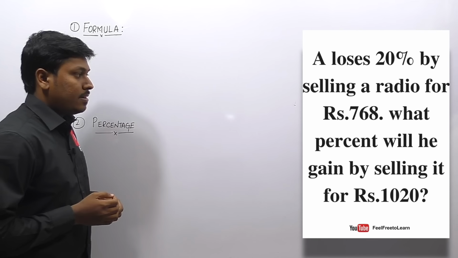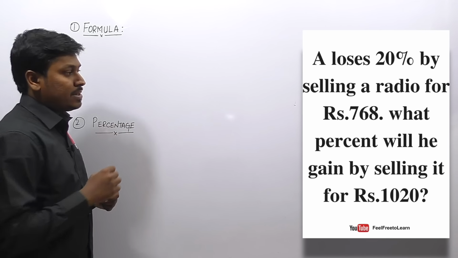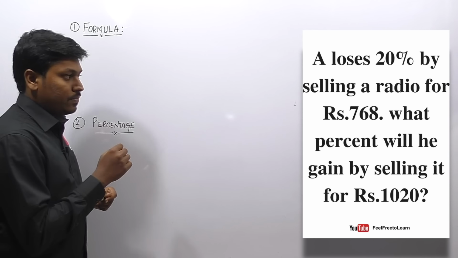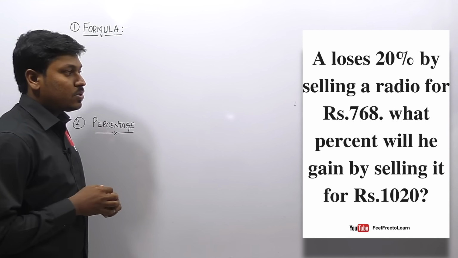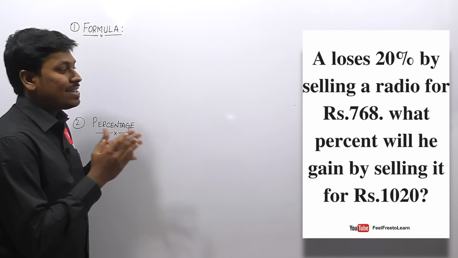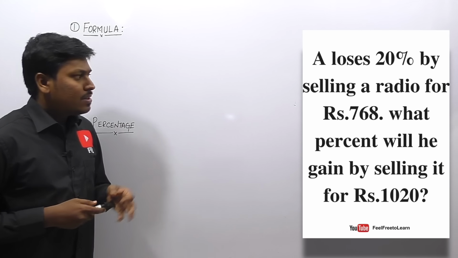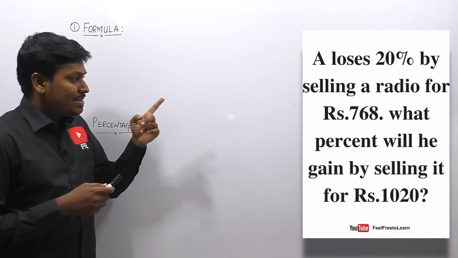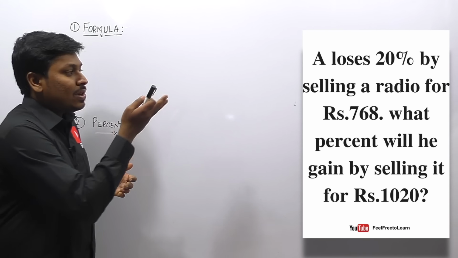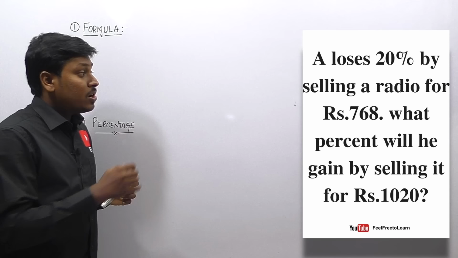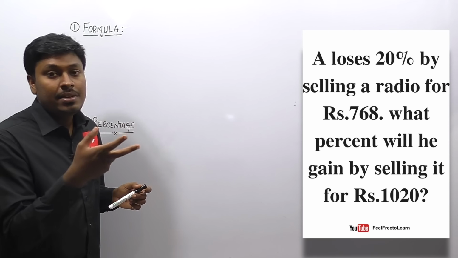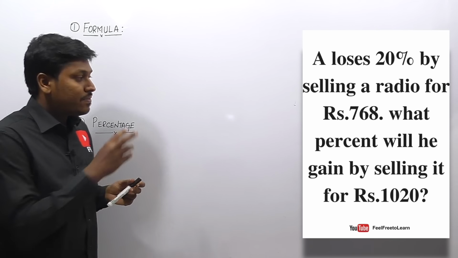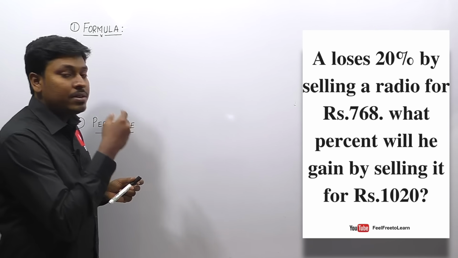Question number 9. A loses 20% by selling a radio for rupees 768. So what percent will he gain by selling it for 1020? So friends, it's a simple question. First of all, A is selling a radio for 768 rupees and he found that it's a loss of 20%. Now he decided to sell it for 1020 rupees.